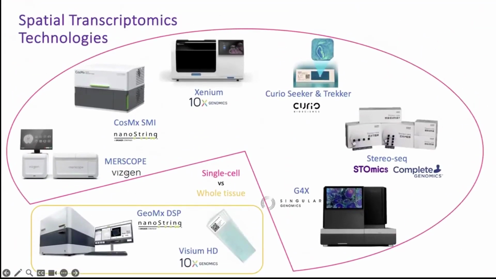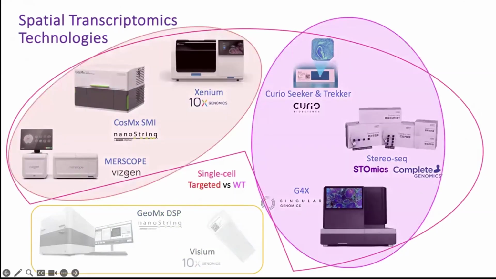So now let's go back to this slide where we are comparing the single-cell spatial transcriptomics technologies with whole tissue spatial transcriptomics technologies. So now let's talk about the single cell. Within the single cell, how to compare them? There are main differences. You have the targeted panels versus the whole transcriptome. So the MERSCOPE, CosMx, and Xenium are not doing whole transcriptome, maybe soon, but so far you cannot do it. Curio, Stereo-seq, and G4X are providing whole transcriptome.